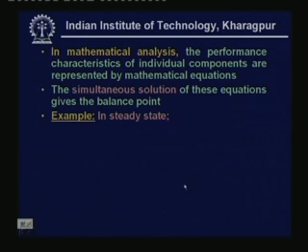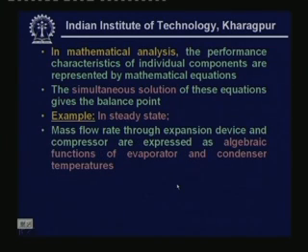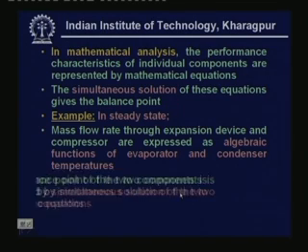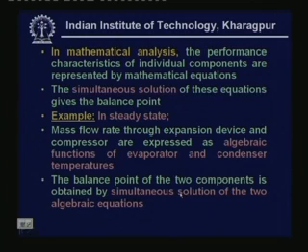For example, in steady state, mass flow rate through expansion device and compressor are expressed as algebraic functions of evaporator and condenser temperatures. The balance point of the two components is obtained by simultaneous solution of the two algebraic equations. That means we have, for example, at a fixed condenser temperature, one curve for the mass flow rate of compressor as a function of the evaporator temperature. If you vary the condenser temperature, you get another curve. Likewise, you can generate several curves for different condenser temperatures.